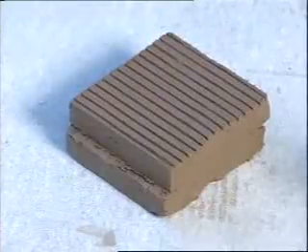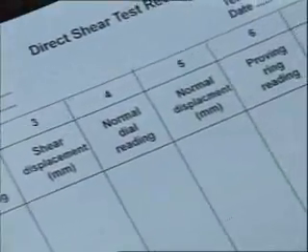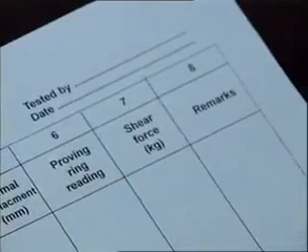Here you see the sheared soil specimen which was under test. Conduct at least 3 tests on separate specimen having the same density and moisture content but applying different normal loads. Here you see a standard proforma for direct shear test for recording the values of various parameters during conduct of test. Record all the observations in the proforma.